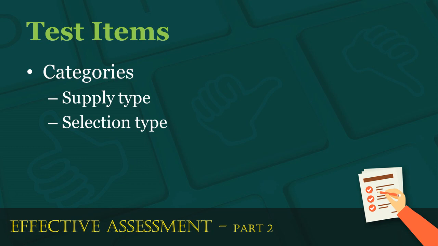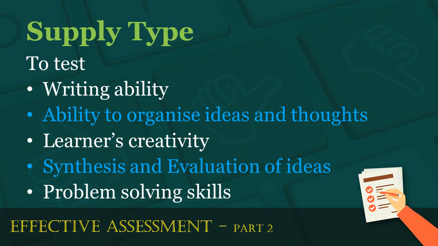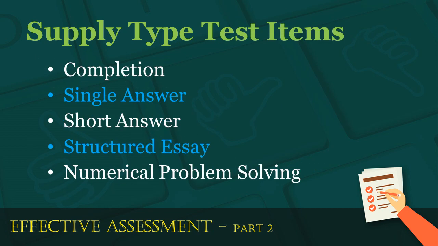The test items used for assessment can be classified into two categories, supply type and selection type. We shall see them in detail. To test the ability of writing, organizing ideas and thoughts, creativity, evaluation of ideas and problem solving, supply type test items can be used. Completion, single answer, short answer, structured essay and numerical problem solving are the various test items under supply type category.